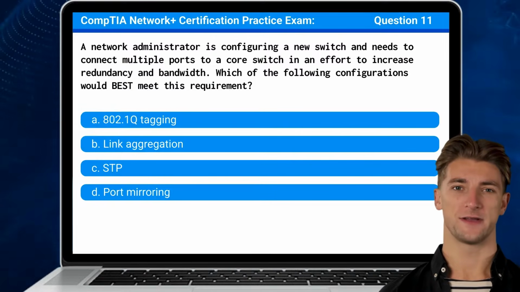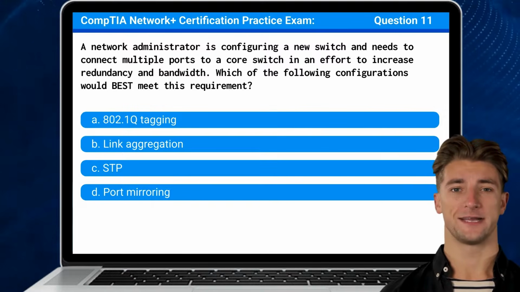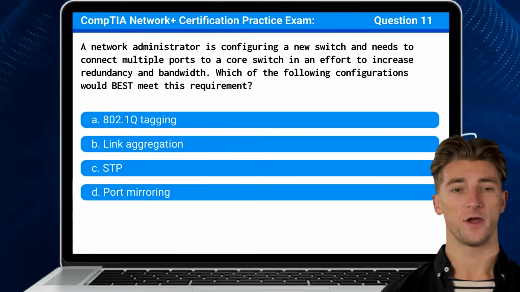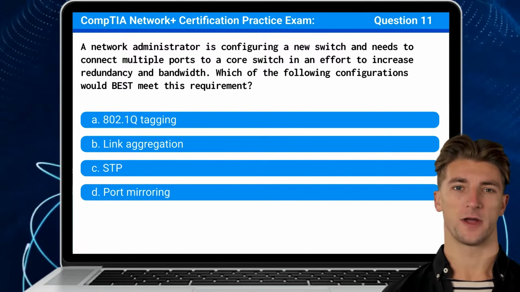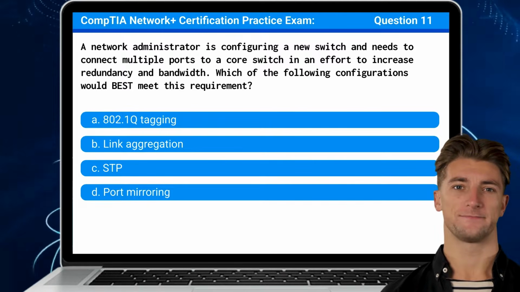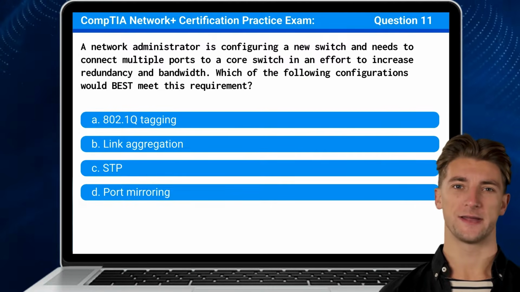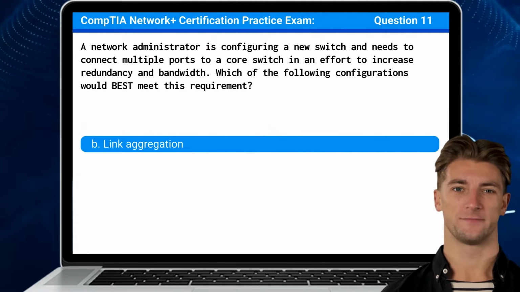Question 11. A network administrator is configuring a new switch and needs to connect multiple ports to a core switch in an effort to increase redundancy and bandwidth. Which of the following configurations would best meet this requirement? The answer is B. Link aggregation.